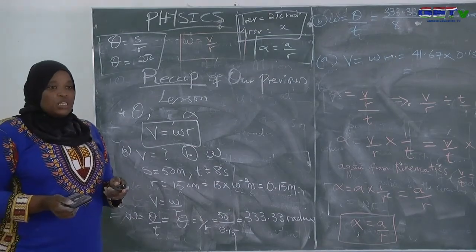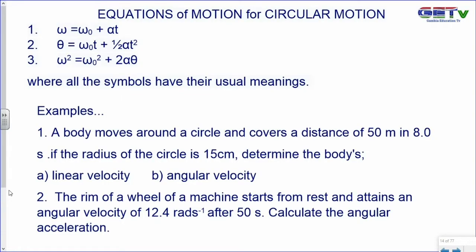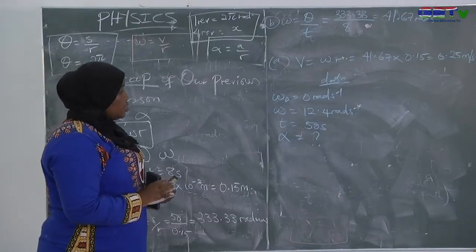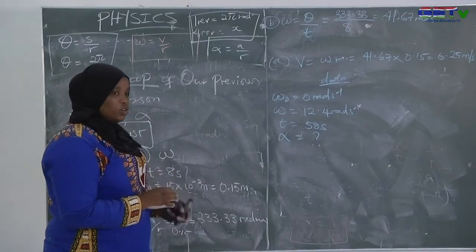Now question 2 says, the rim of a wheel of a machine starts from rest and attains an angular velocity of 12.4 rads per second after 50 seconds. Calculate the angular acceleration, which is marked with a question mark here because we don't know what it is.